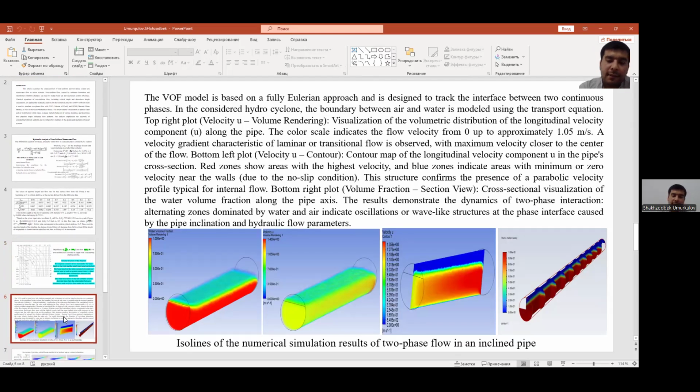The next slide demonstrates several figures. The first figure shows the volume fraction of water, and according to densities, they move under the liquid or above the liquid, and also there is a velocity that is almost equal in all parts of the pipe.